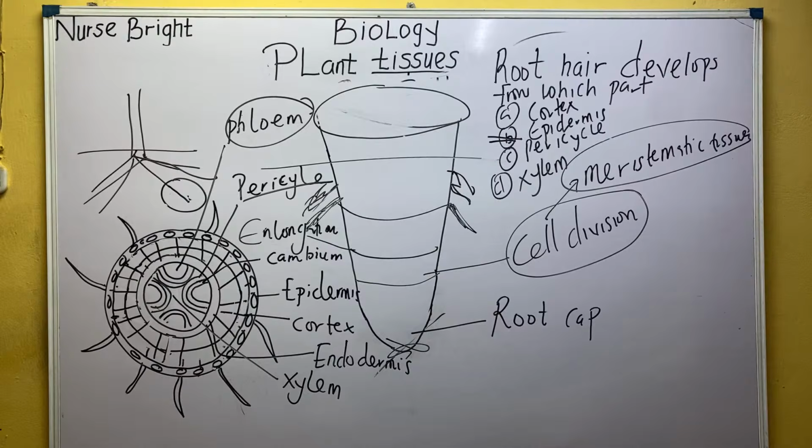Now, let me quickly say something that is very essential right now. What is the function of a xylem tissue? Xylem helps to transport water and mineral, whereas phloem helps to transport food from the leaf to the root of a plant. Just note it: xylem transports water and mineral, whereas phloem transports food from the leaf to the root of a plant.